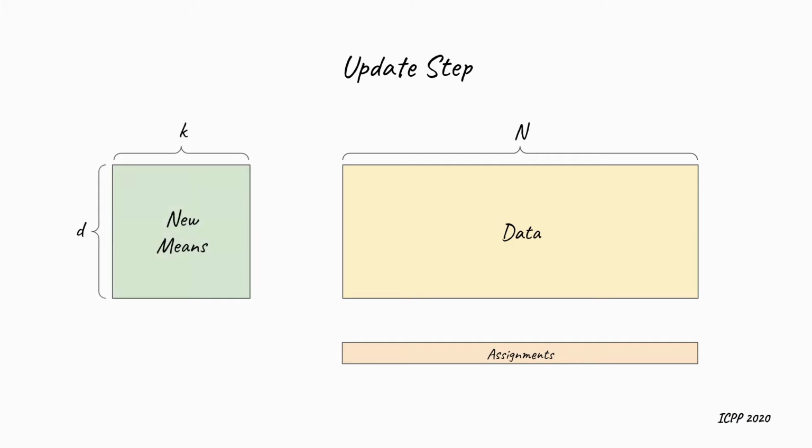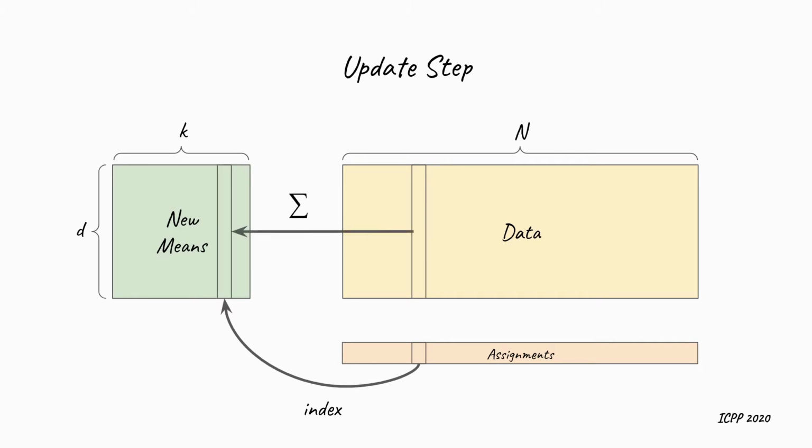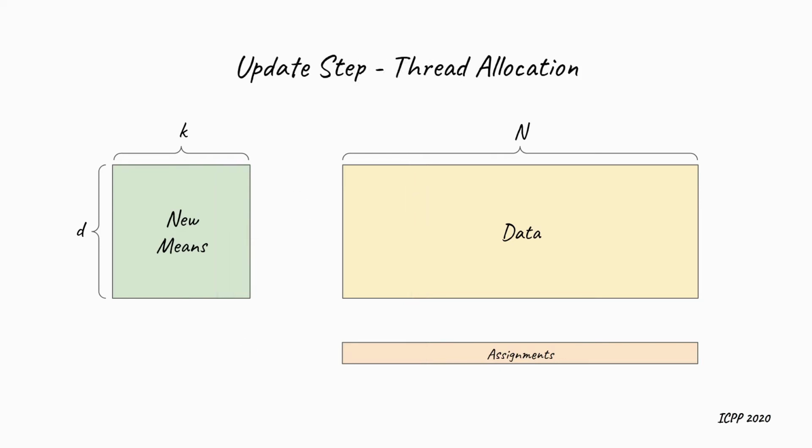After the assignment step, we need to compute a new set of means. For each data point, we need to add its values per dimension to the corresponding vector in the new means matrix. The challenging part is how to allocate threads for this job. The naive approach would allocate one thread for each mean vector, which iterates over data points and their assignments. Although this approach requires no data synchronization, it provides limited opportunities for parallelism and bad data flow.